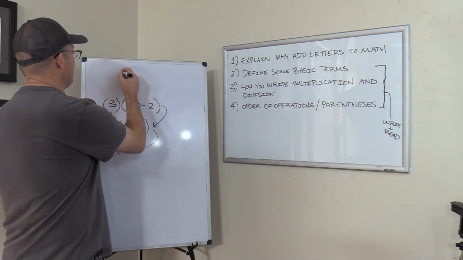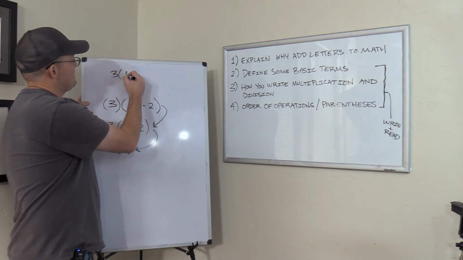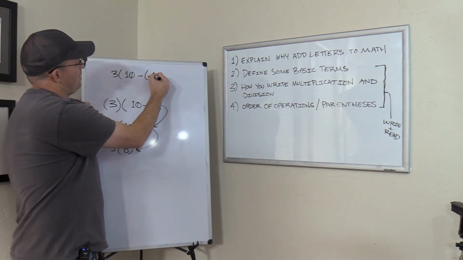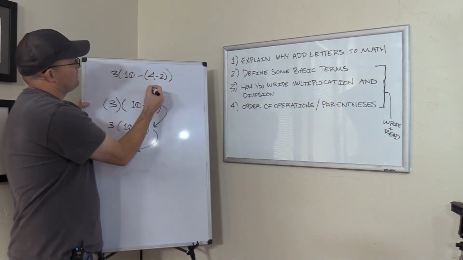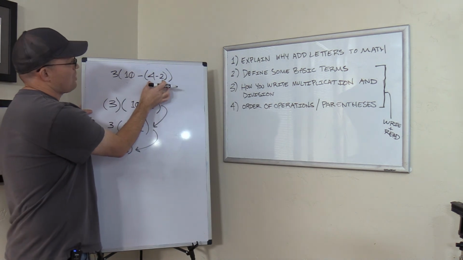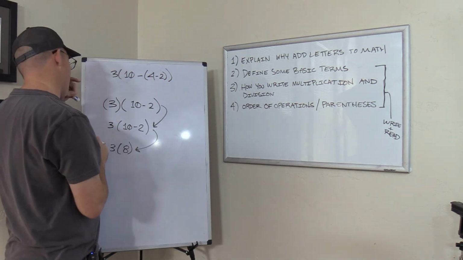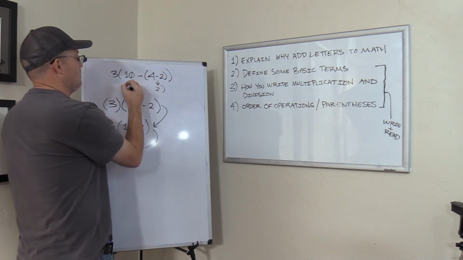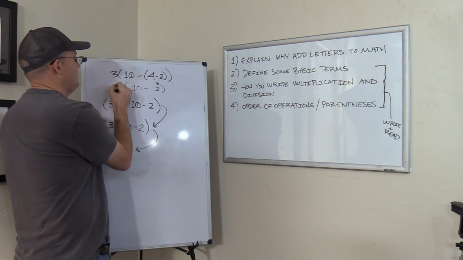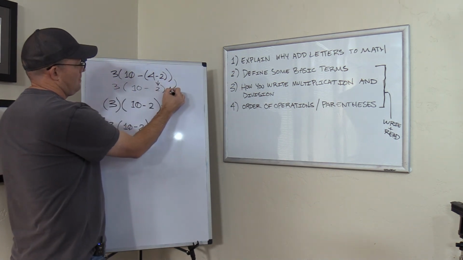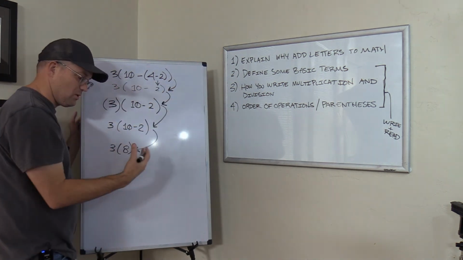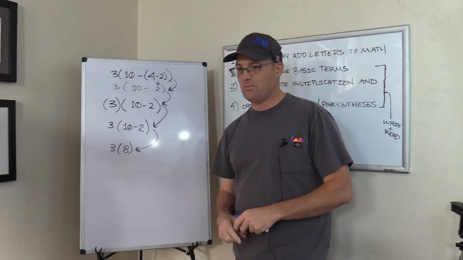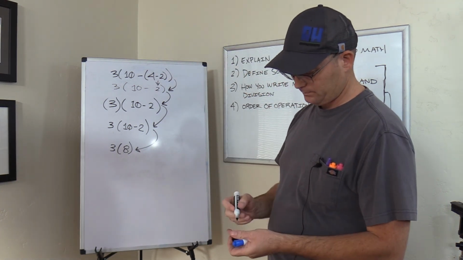Now let's say you had something really weird. So you have 3 times (10 minus (4 minus 2)). So this is what we call nested parentheses. You always start with the inner parentheses and then work your way out. So you're going to do this math first. So this is 2. Okay. 10 minus 2 times 3. Okay. Then you get back to here. Okay. So those are just the general rules about order of operations. I don't know that we're going to see a ton of that in the algebra that we do, but I wanted to explain it. Okay.